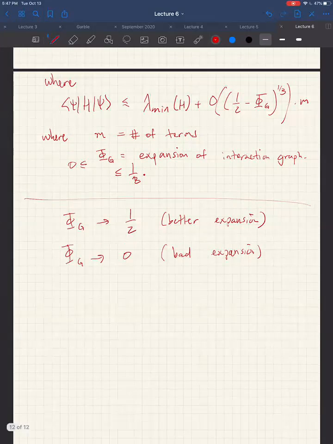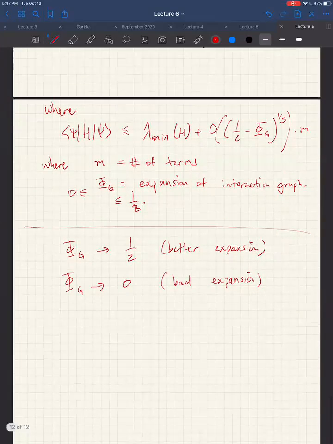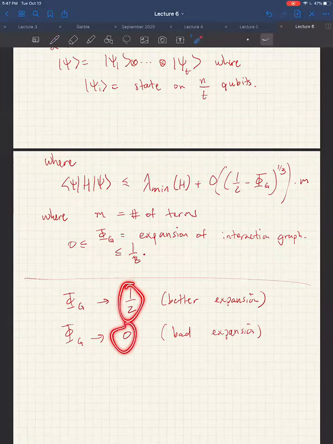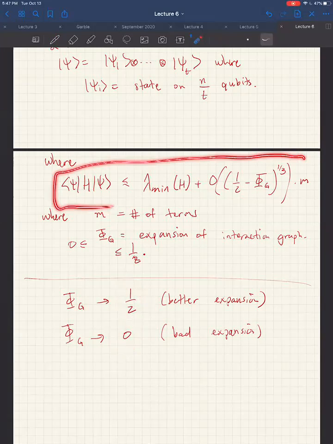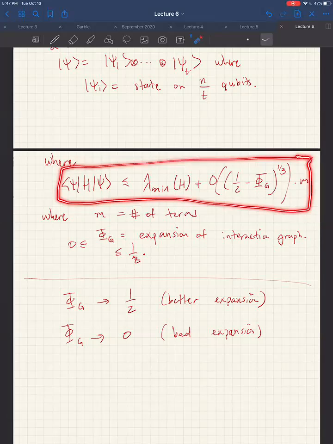Let's see. So this statement is saying that, at least in the 1/2 or 0 regime, you get good approximations. It doesn't say anything about having bad approximations.